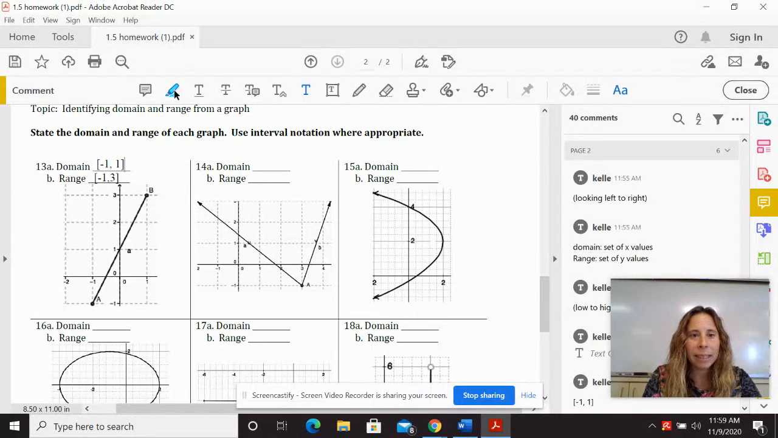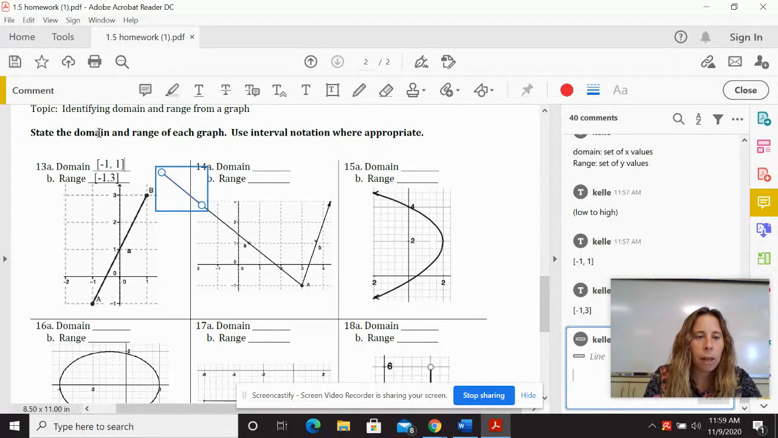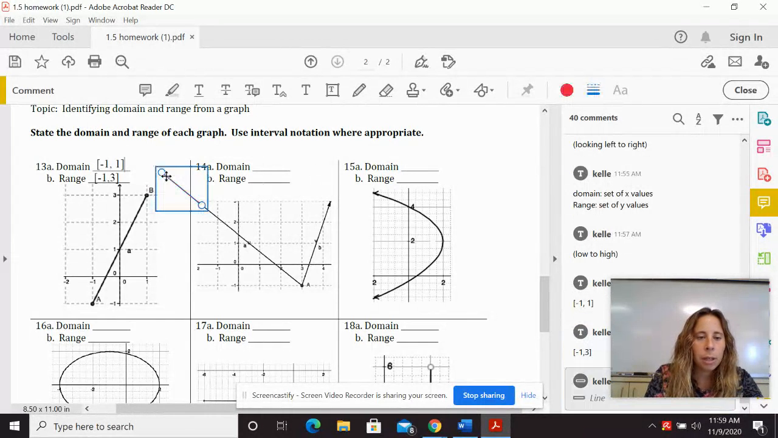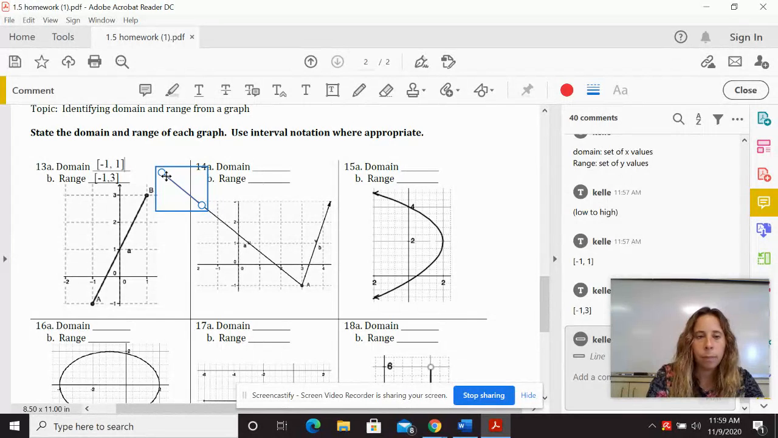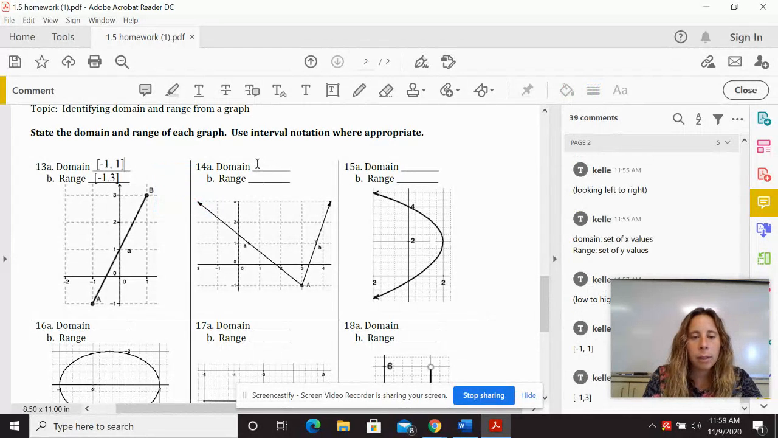Let me get my line. All right. That means I'm continuing forever that way. Forever and ever. That's what the arrow means. This line is just going on forever. Okay, so that's going in the negative x direction, right? It's continuing forever in the negative x direction.